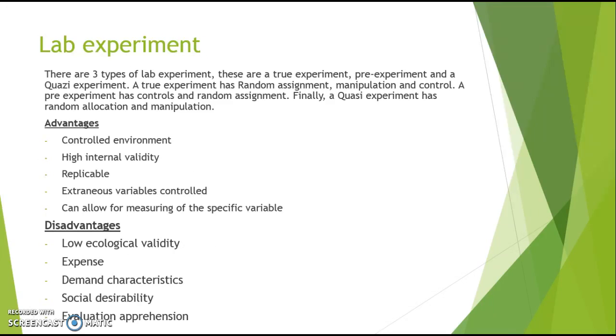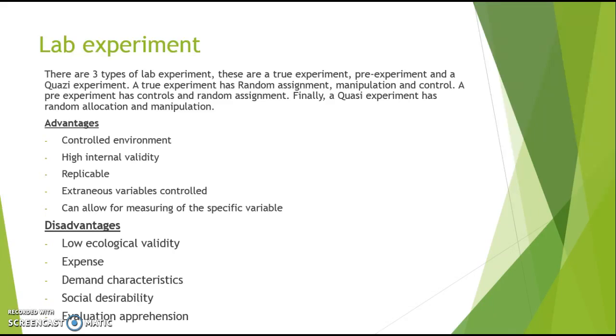We're now moving on to the lab experiment. There are 3 types of lab experiments. These are a true experiment, a pre-experiment, and a quasi-experiment. A true experiment has random assignment, manipulation, and control, and a pre-experiment has controls and random assignment, and finally a quasi-experiment has random allocation and manipulation.